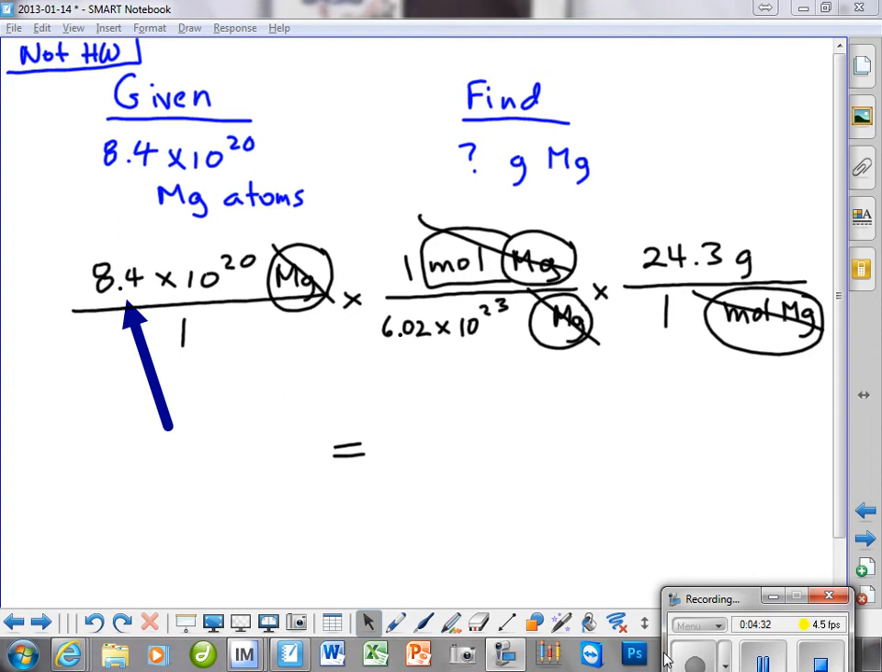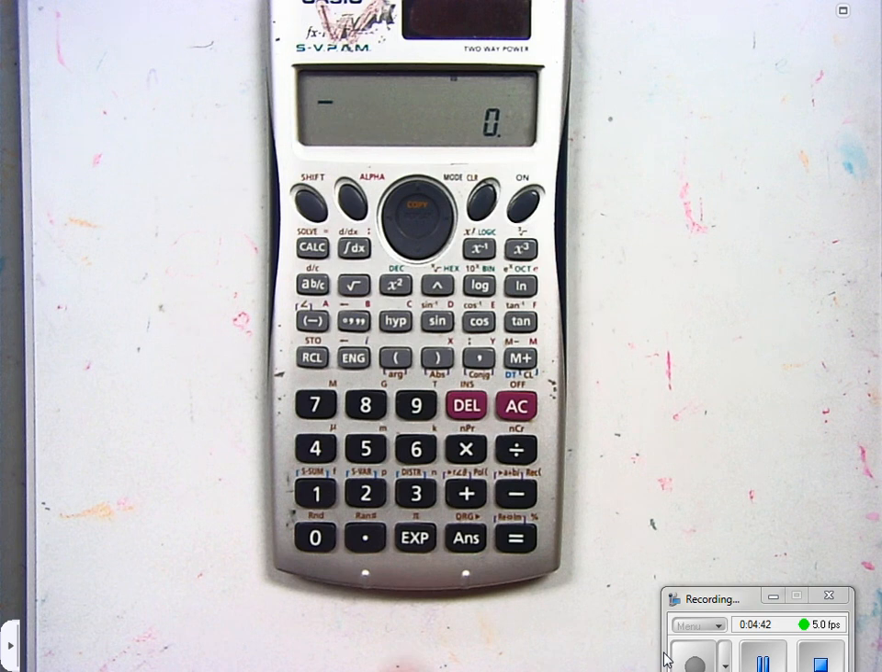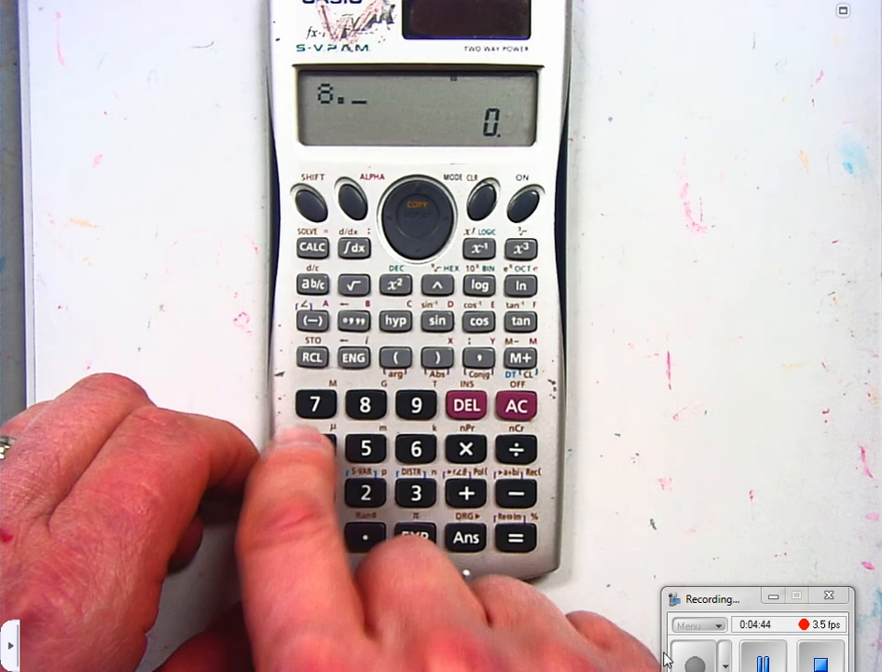So do this on your calculator right along with me. You'll notice that our first number is 8.4. Now what we do is we come on over to the calculator, and we're going to put in 8.4.